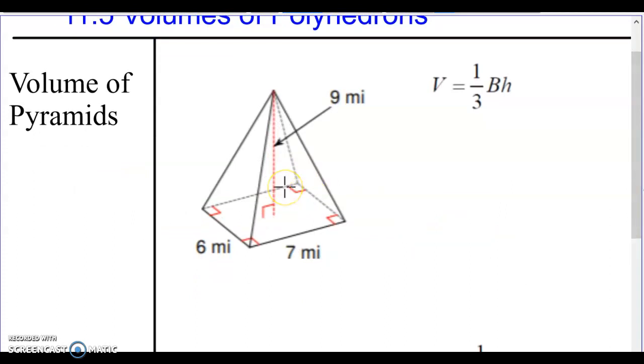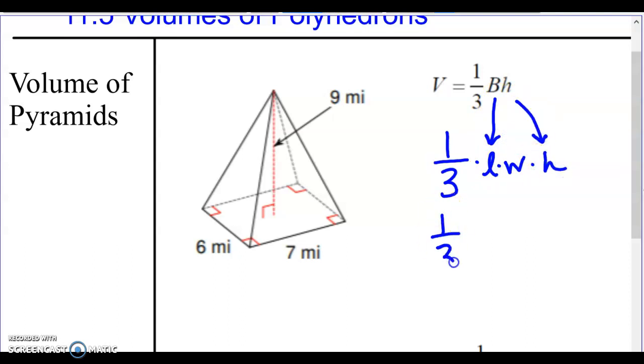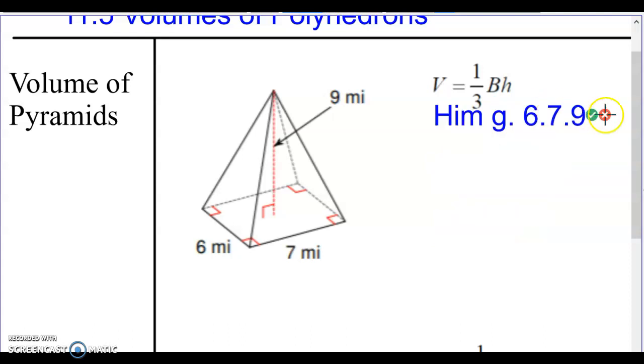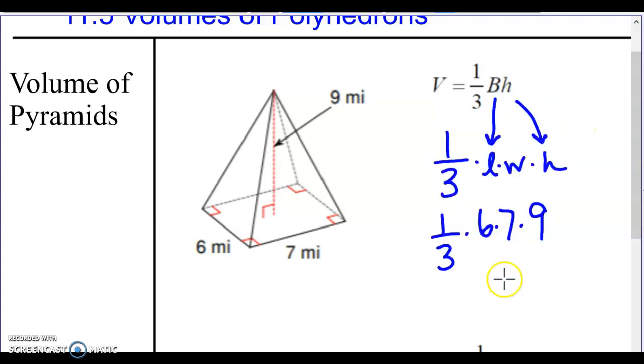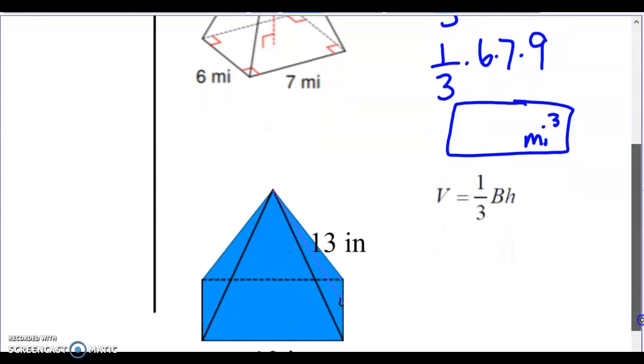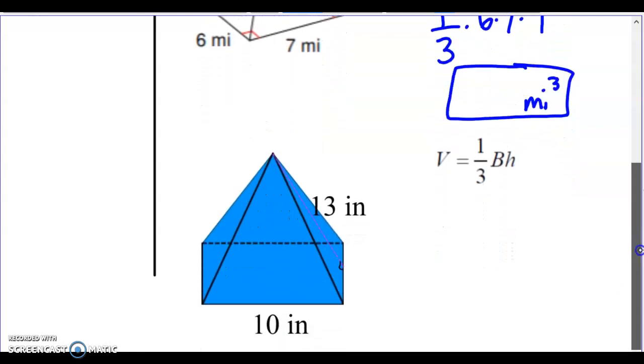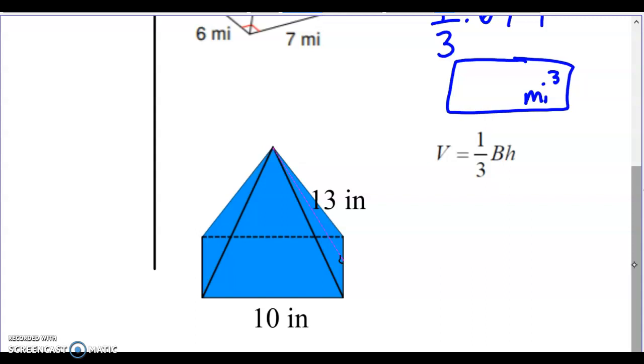On this pyramid here, the base is a rectangle. So we're going to go 1/3, and the area formula for a rectangle is length times width, and then times our height. So it'll be 1/3 times 6 times 7, and then the height of the pyramid is 9. We would multiply all those out and get our answer, whatever it is, and it would be miles cubed.